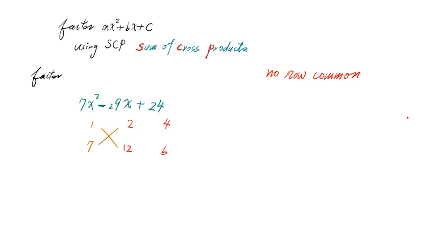What I want to tell you is that you don't even need to try these two pairs. The reason is there's a second very important rule that I found, which is no column, no even. No row common, and the column no even.